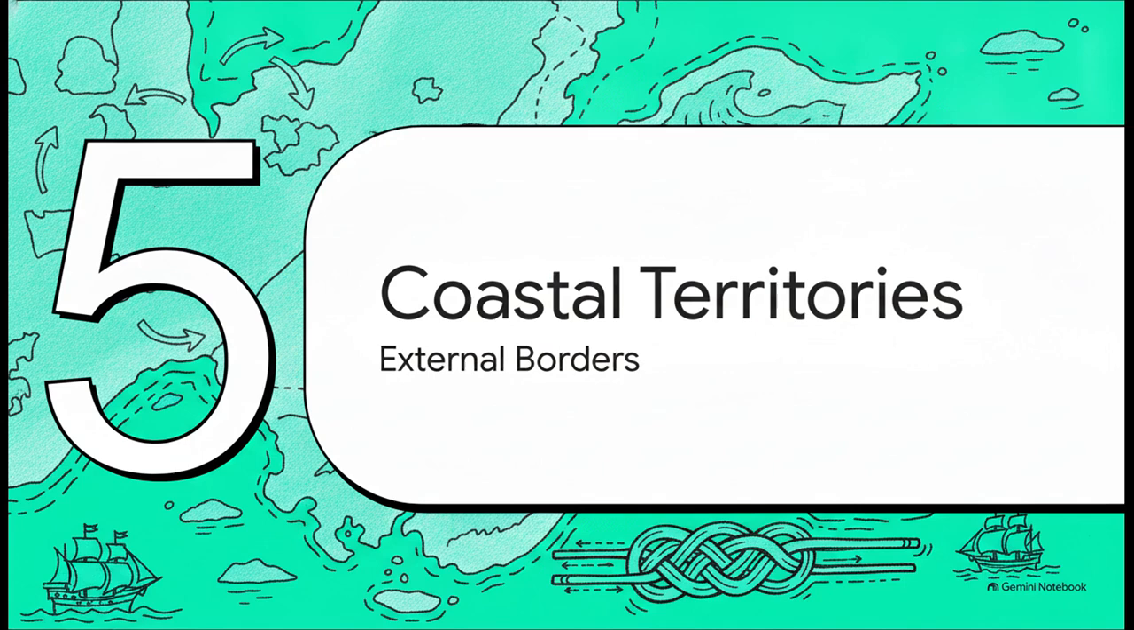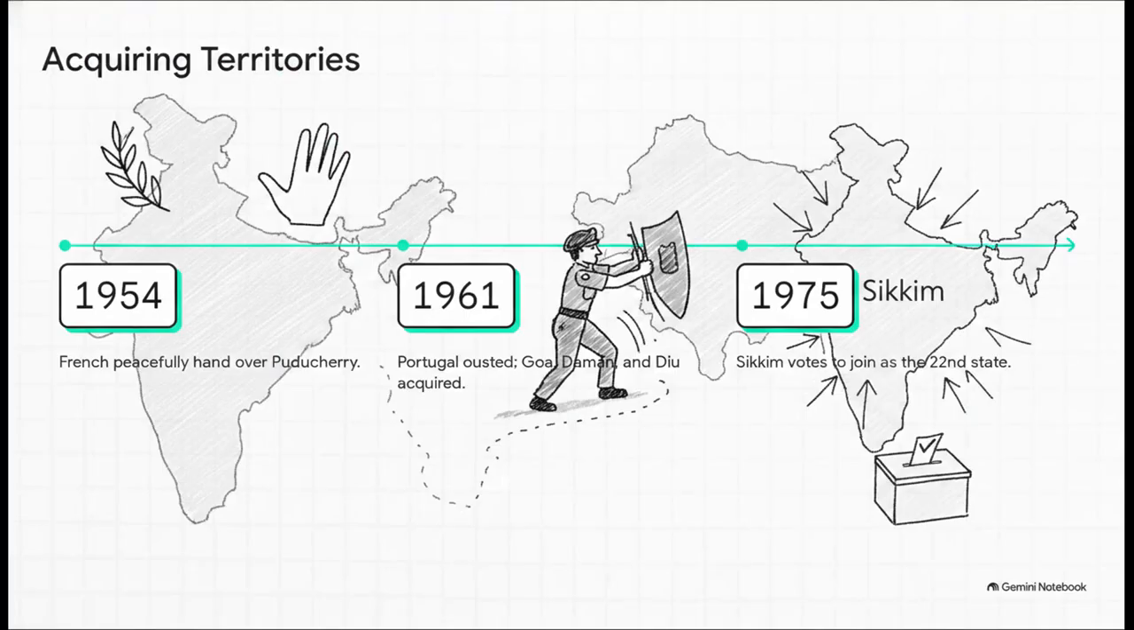Section 5. Coastal acquisitions and external borders. Okay, so internal borders are shifting constantly. But at the exact same time, India was also actively acquiring colonial holdouts on its coasts and settling complex external boundaries. This period marked the true end of European colonialism on the subcontinent.